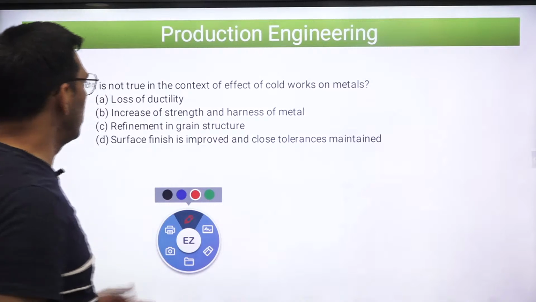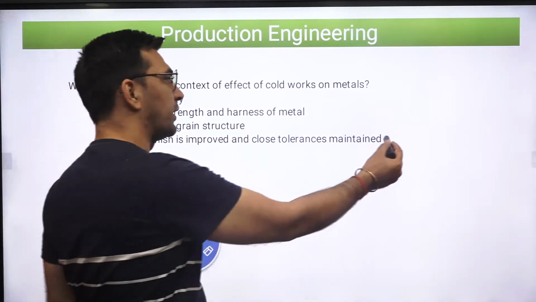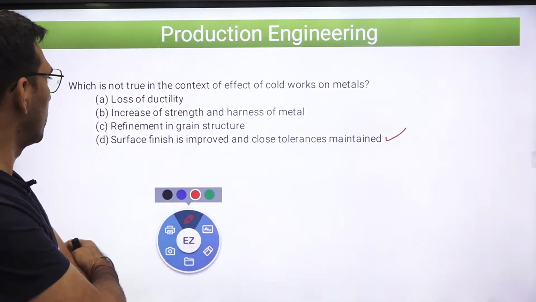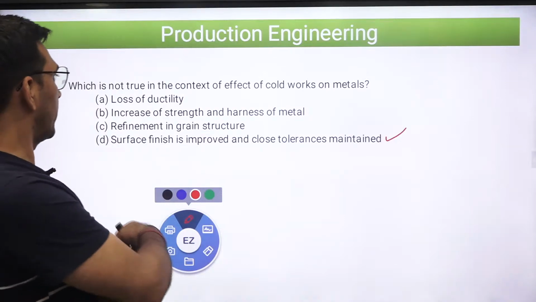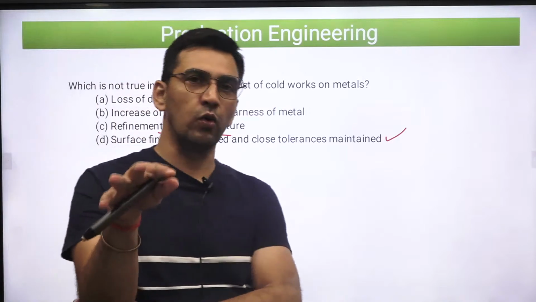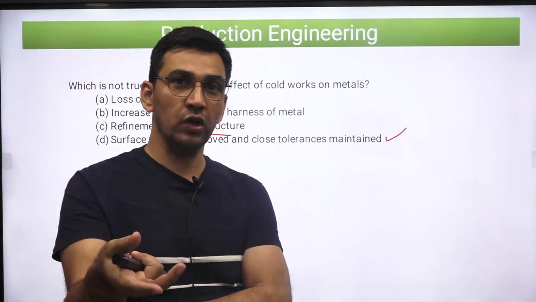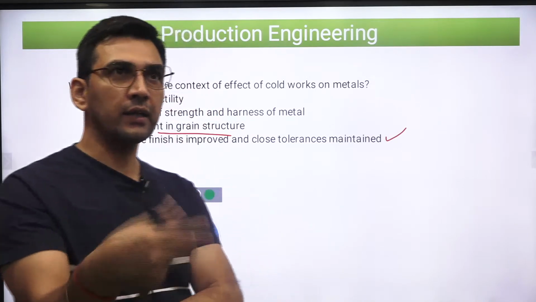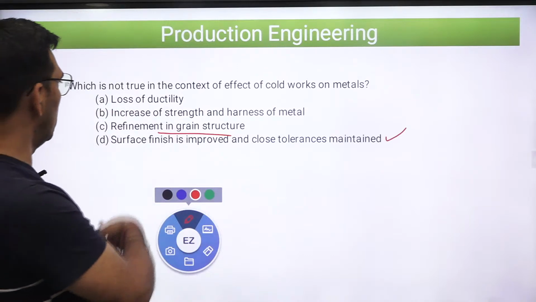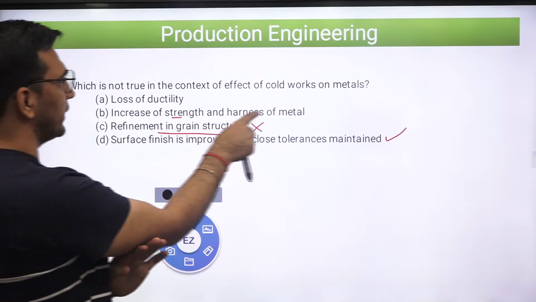A few of them you already know. For example, surface finish is improved and close tolerances are maintained. That is the benefit of cold working. You already know it, so this is correct. You want to find out which one is not correct. Refinement in grain structure: are you refining by cold deforming? When you're deforming the material in a cold rolling process, a cold working process, are you refining that grain size? Of course not. You are rather increasing, elongating the grain structure, right? So refinement in grain structure is not true.